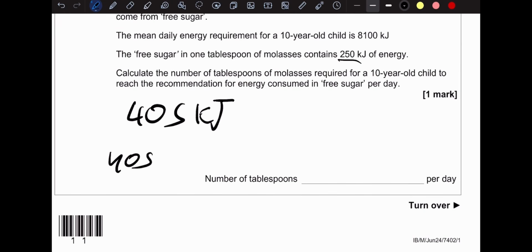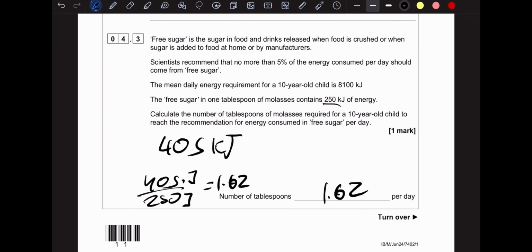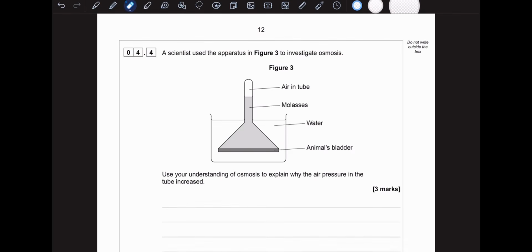So that's the number of free sugar the child's allowed to have per day. This is the energy in a single tablespoon of molasses. Let me just plop this in the calculator real quick. So 405 divided by 250, we get 1.62 tablespoons. So you're only allowed to have 1.62 tablespoons of molasses. So be mindful. A scientist used the apparatus in figure 3 to investigate osmosis.